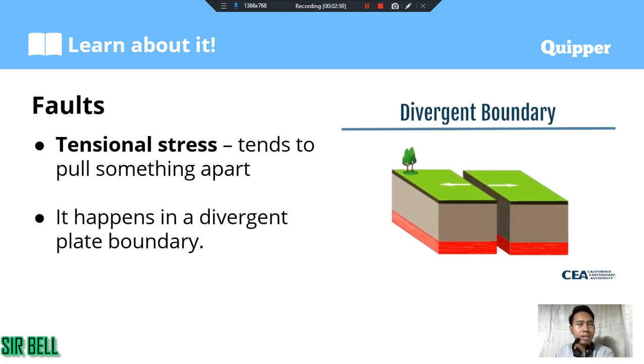As I said earlier, faults are classified by their movements. So in that case, let's talk about the first, which is tensional. Tensional tends to pull something apart. It happens in a divergent plate boundary. If you can see here on the picture, the arrows represent the movements of plates. They are moving apart, and this type of boundary is considered a divergent boundary, and what happens here is tensional stress.